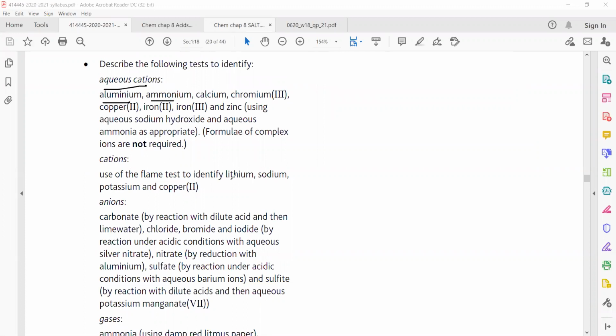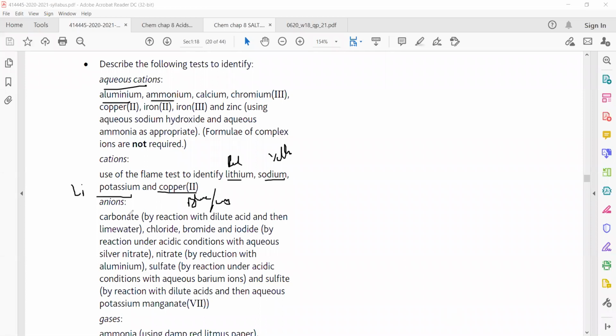Use a flame test to identify lithium. It is red in color. Sodium, it is yellow in color. Potassium, it is lilac in color. And copper, it is blue, or green is also acceptable. So only four elements you have to learn for the flame test according to the course syllabus outline.